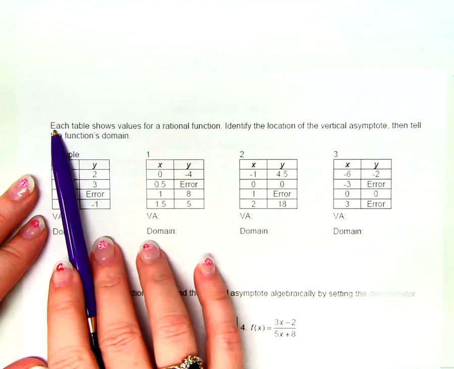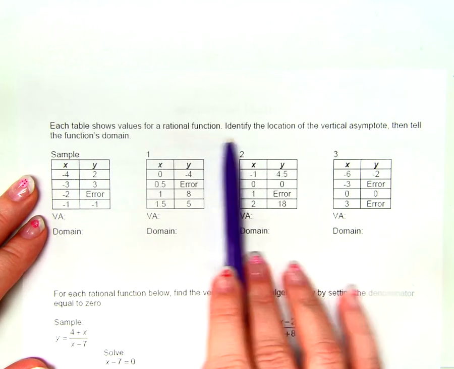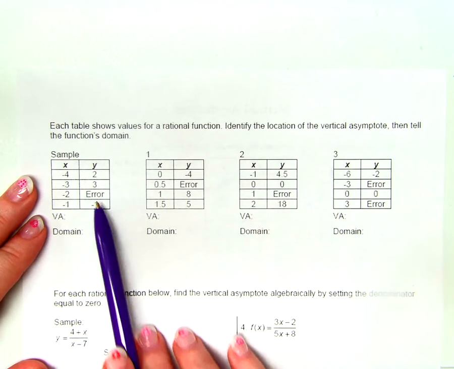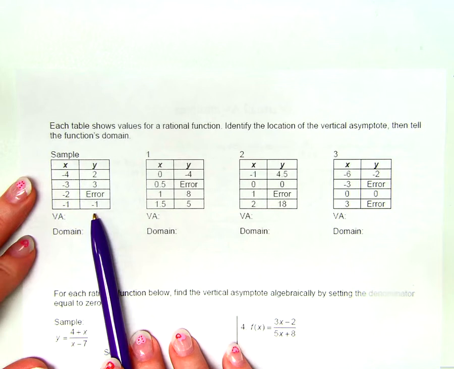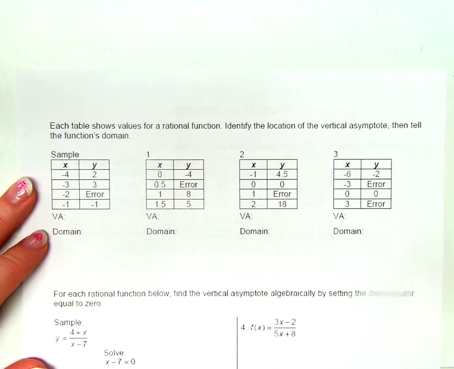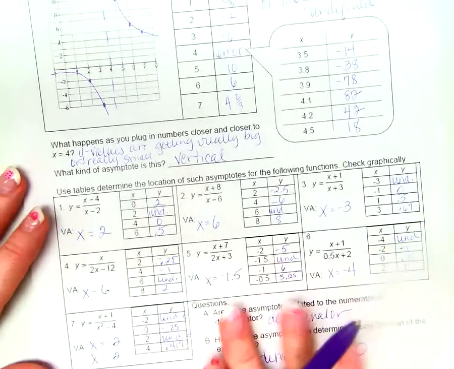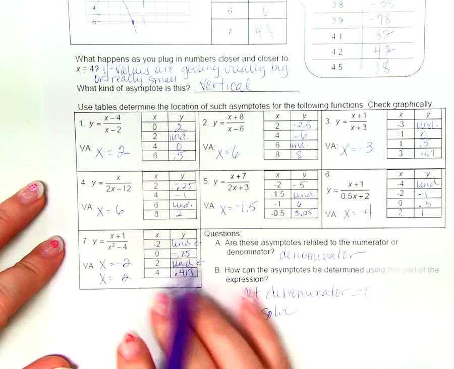Okay? So on this side of the worksheet, what I need you to do is follow the directions, first of all. Each table shows values for rational functions. Identify the location of the vertical asymptote and then tell the function's domain. Okay? So here's the deal about the domain. If we're looking back over here on this side, let's specifically talk about number 4.